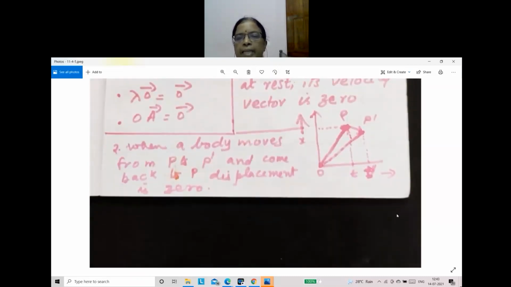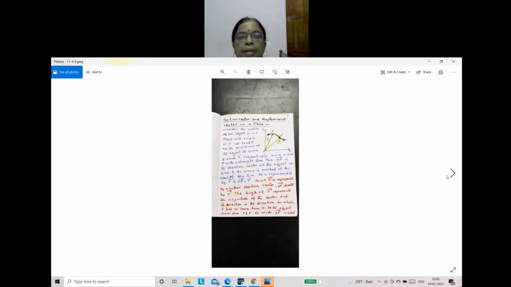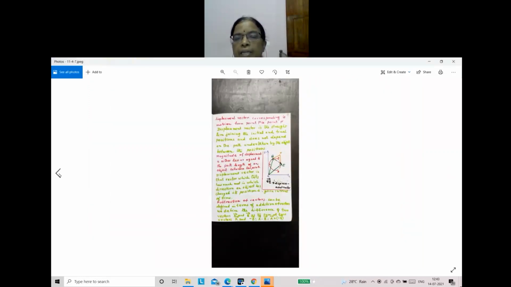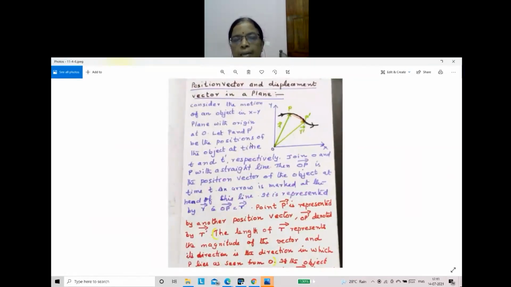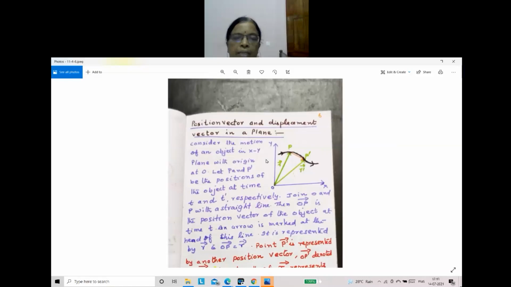Then next, this is an example I told now. This is the XY plane. Body is moved from P to P dash. This is the position vector. I will show another figure. This figure. Next, we have studied different types of vectors, 0 vector, also known as null vector, and the magnitude of 0 vector is 0, and there is no specific direction for 0 vector. All those things we have seen. Next we have to study position vector and displacement vector.